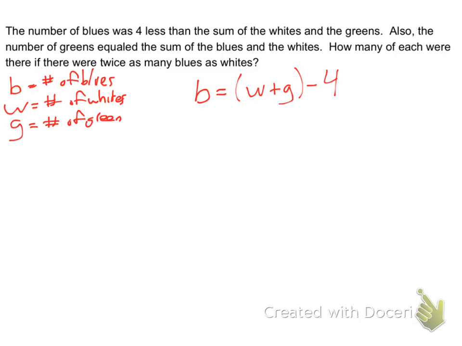And then it says also, the number of greens equaled, well, that's easy, the sum of the blues and the whites. Oh, so what would that look like? B plus W. Do I need parentheses around that one? Because I'm not adding or subtracting to the group. That's fine. And then it says how many of each were there if there were twice as many blues as whites.